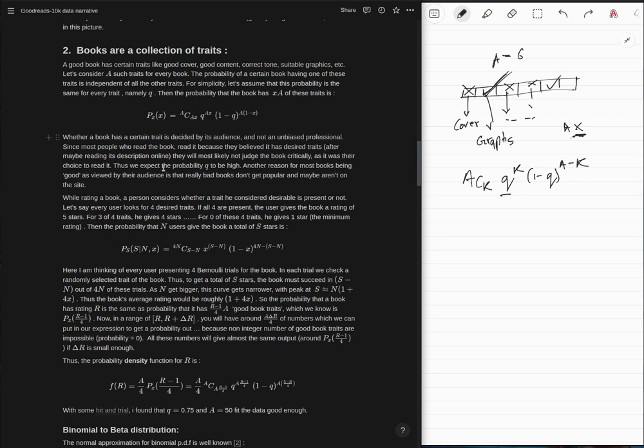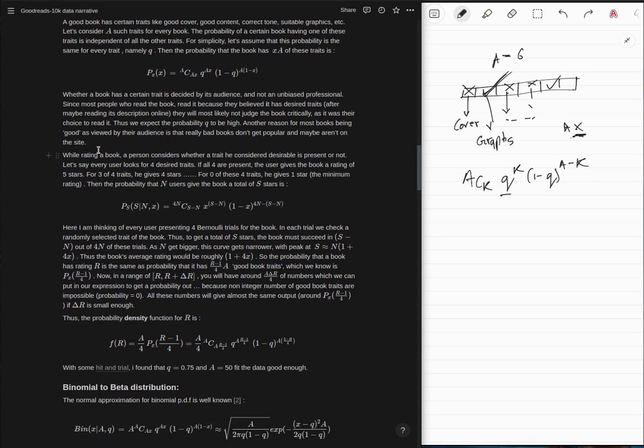Another reason for most books being good, okay, I'm not going to go on that, that's just a thought in my head. I've not been able to prove this thing. So let's just move on. Okay, let's go to the thing.